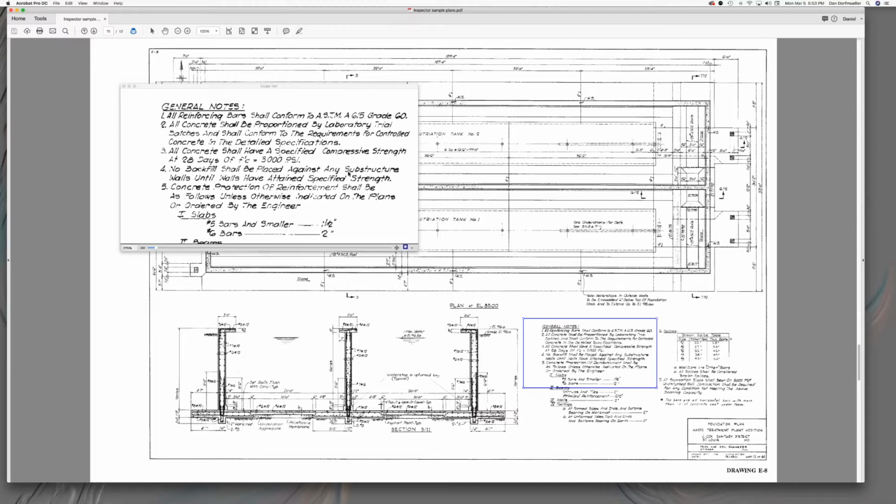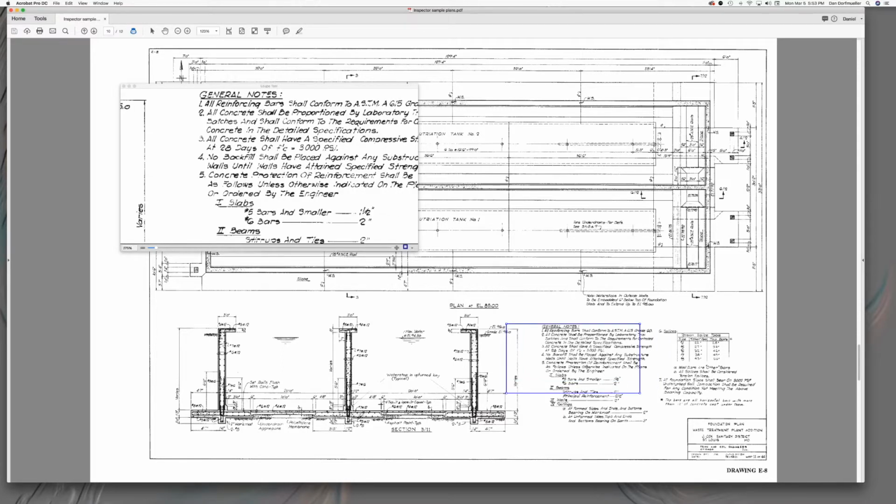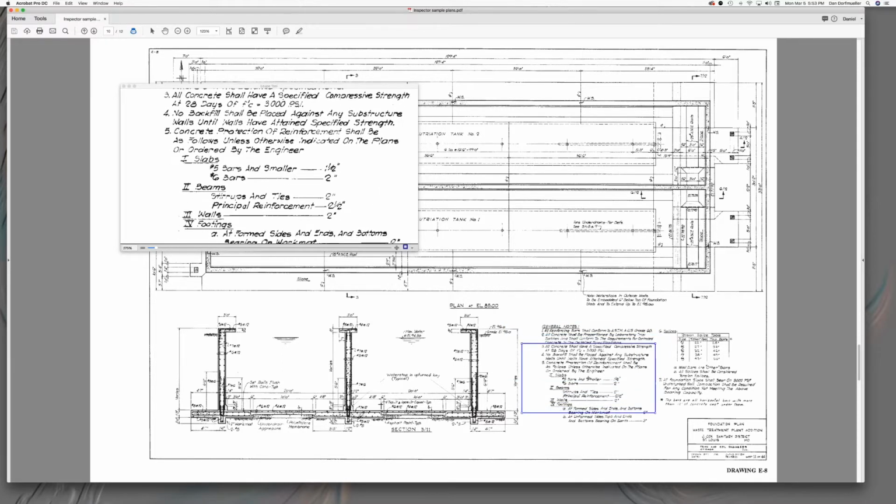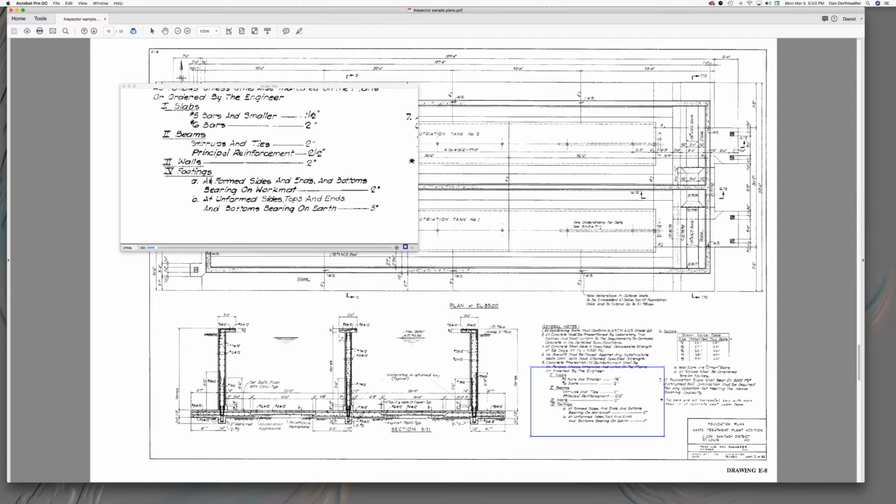No backfill shall be placed against any substrate walls until walls have obtained specified strength. So that has nothing to do with the substrate. Concrete protection of reinforcement shall be as follows. And they're just telling you what the cover has to be: 1.5 inches for a number 5 bar and smaller, 1.5 inches for number 6 bars, 2 inches. Stirrups and ties, 2 inches. Principal reinforcing, 2.5 inches. And footings, I don't see walls, 2 inches. I don't see anything there. So let's keep moving.